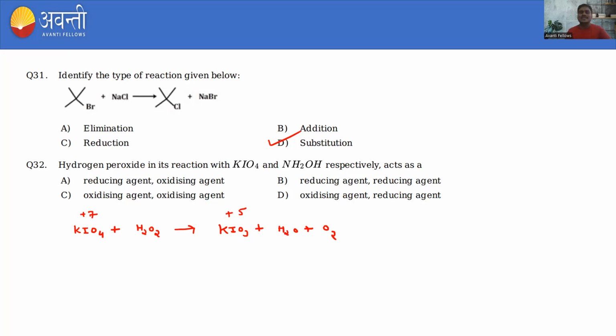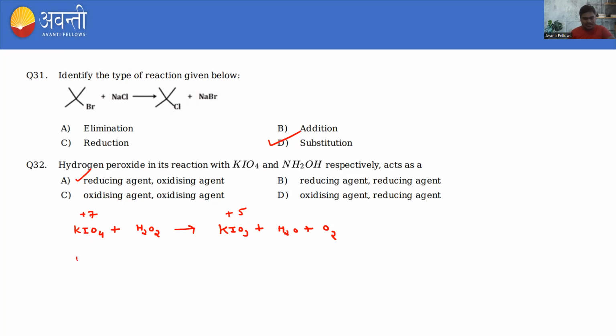So what takes place? This is reduction. And reduction means what, beta? Here, hydrogen peroxide helps in the reduction of iodine. So we can say that it acts as a reducing agent, right?